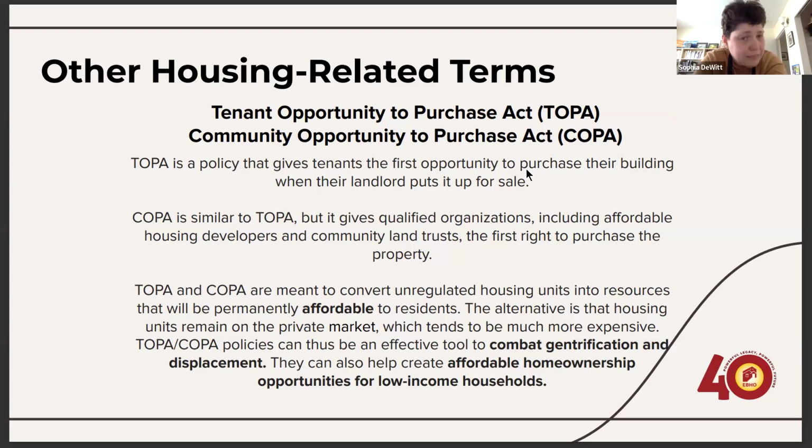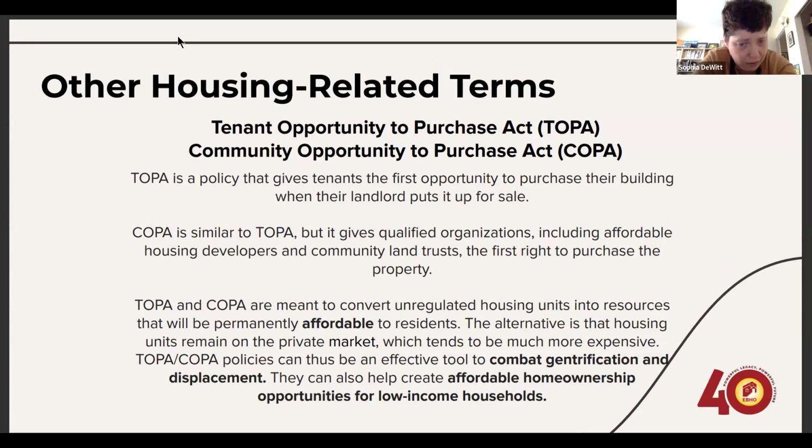TOPA and COPA policies can help to provide permanent affordability to those buildings by preventing those previously unregulated housing units from being lost or sold on the speculative market, turning them into resources that will be permanently affordable to residents. So this is a way to combat gentrification and displacement, and can also provide affordable homeownership opportunities for low-income households.